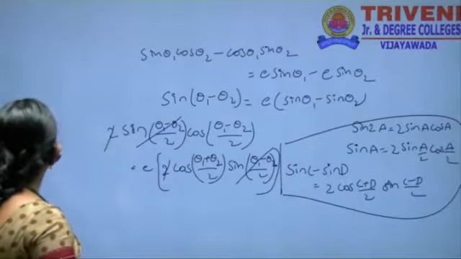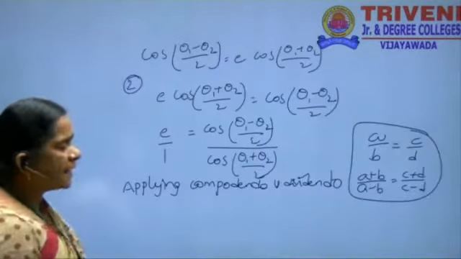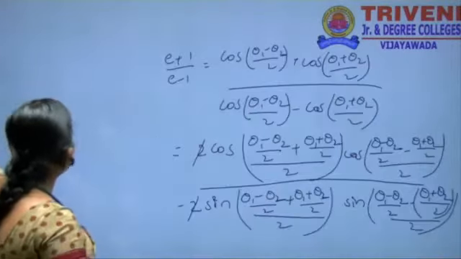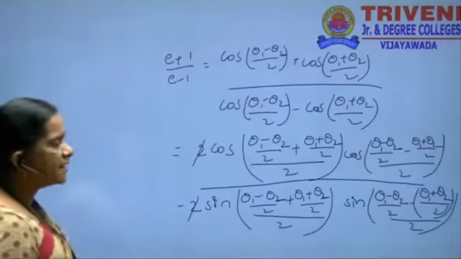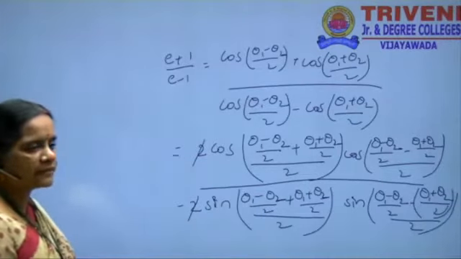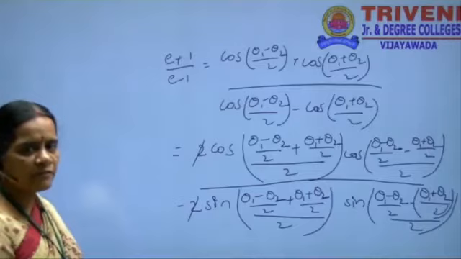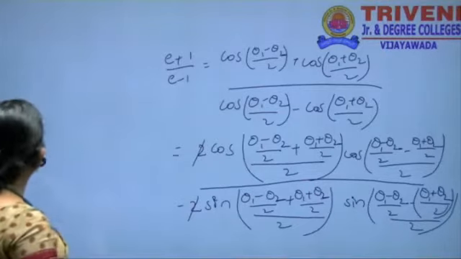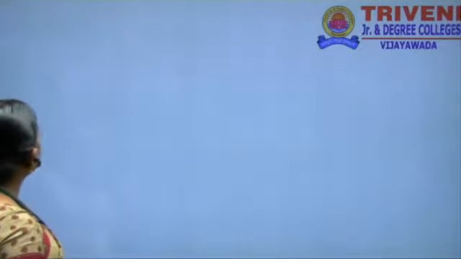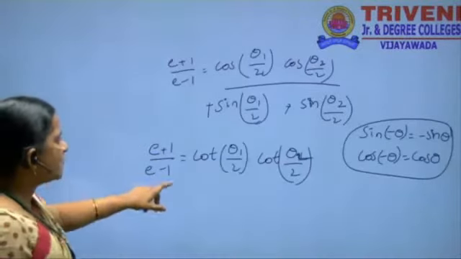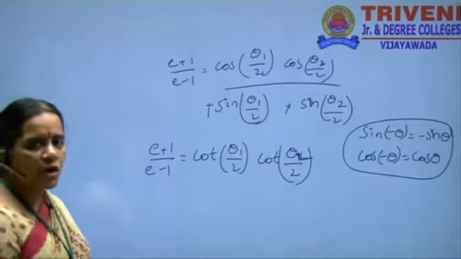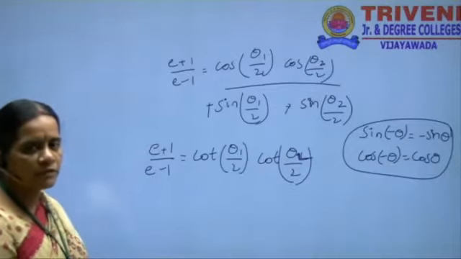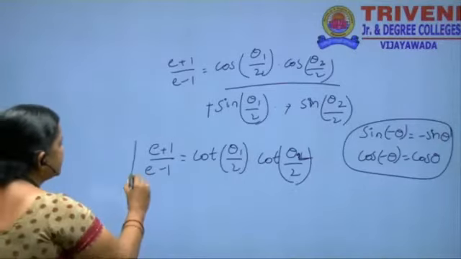The next one is applying componendo and dividendo. This is one of the processes. The next ones are cos C minus cos D and cos C plus cos D. Almost 7 formulas are used in this problem. And the result for the second bit is (e plus 1) by (e minus 1) is equal to cot of theta 1 by 2 into cot of theta 2 by 2. This is the second bit.